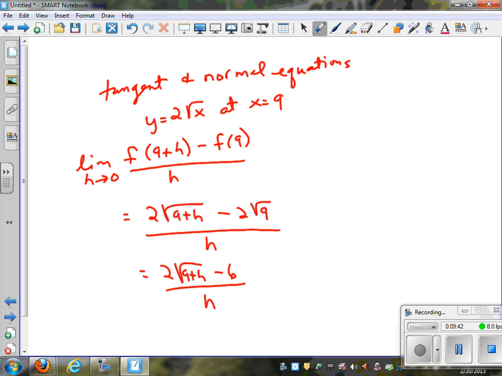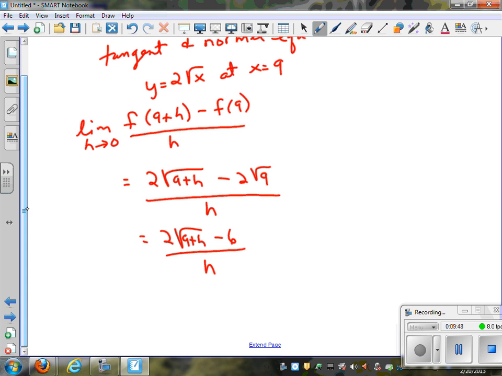What do we do? Because right now, when we do the limit as h goes to 0, that would be undefined. So you're going to multiply by the conjugate of your numerator. What's the conjugate of my numerator?